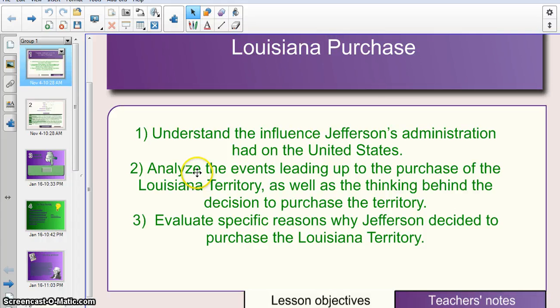The second one is to analyze the events leading up to the purchase of the Louisiana Territory, as well as the thinking behind the decision to purchase the territory. And the last one is to evaluate specific reasons why Jefferson decided to purchase the Louisiana Territory.